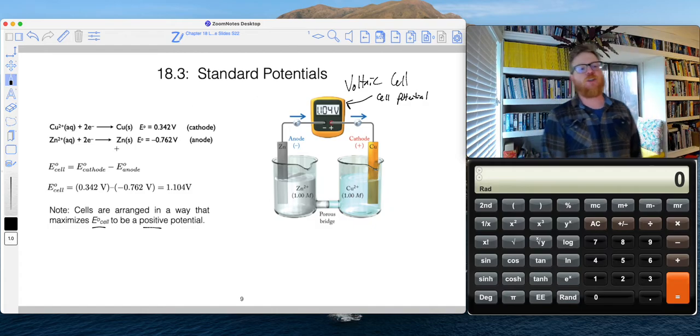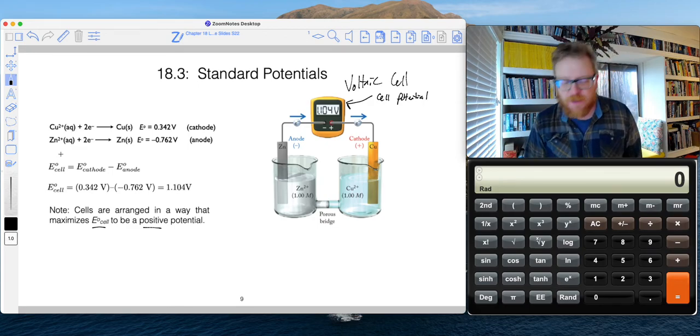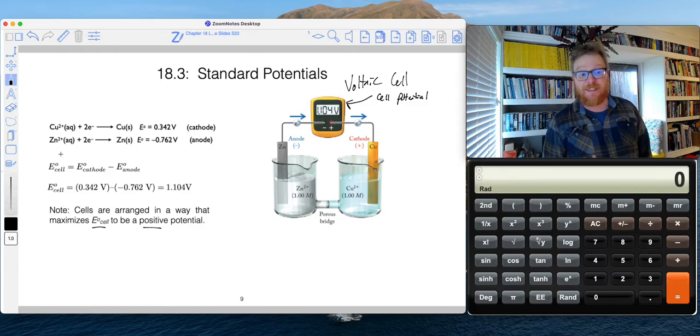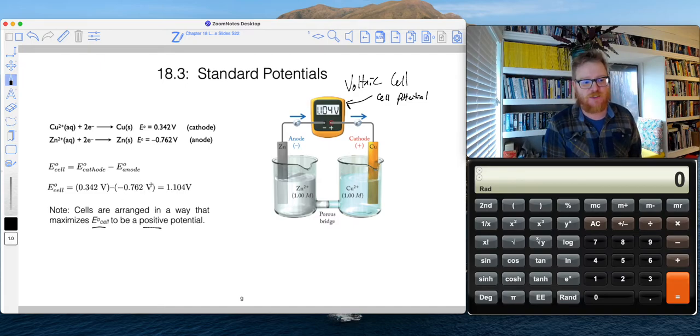If we were given that choice, if we were saying, here's the copper reduction reaction, here's the zinc reduction reaction, which one do you want to choose as the cathode and anode? We would choose the most negative one as the anode because when we do the calculation, E cathode minus E anode, both as reductions, you can see what happens is 0.342 volts minus negative 0.762 volts. So that double negative becomes a positive, and we get that 1.104 volts, which is what we would measure in this voltaic cell.